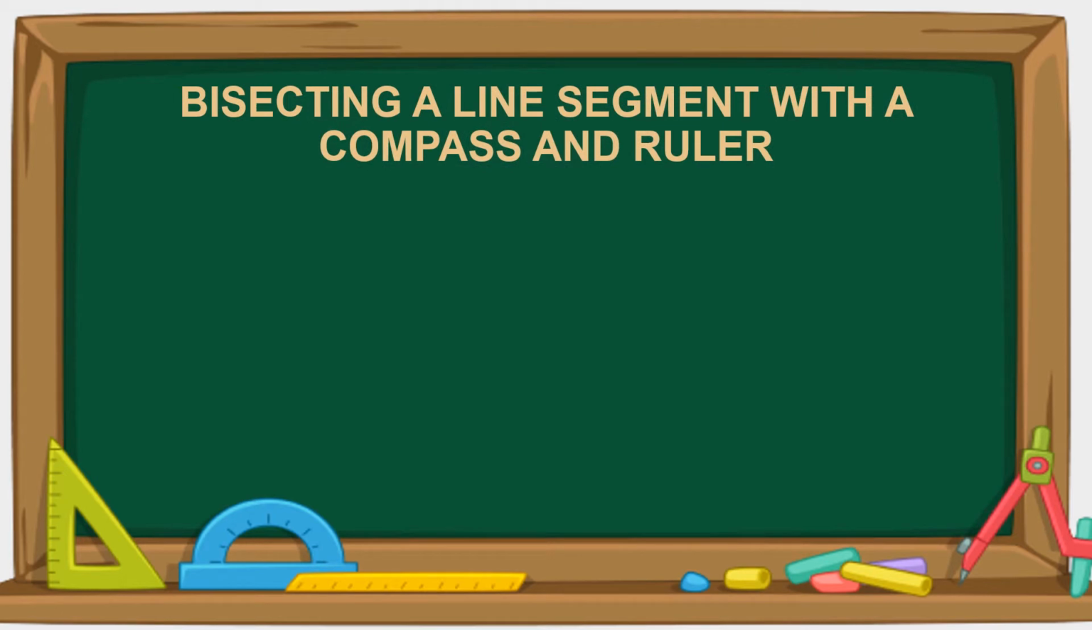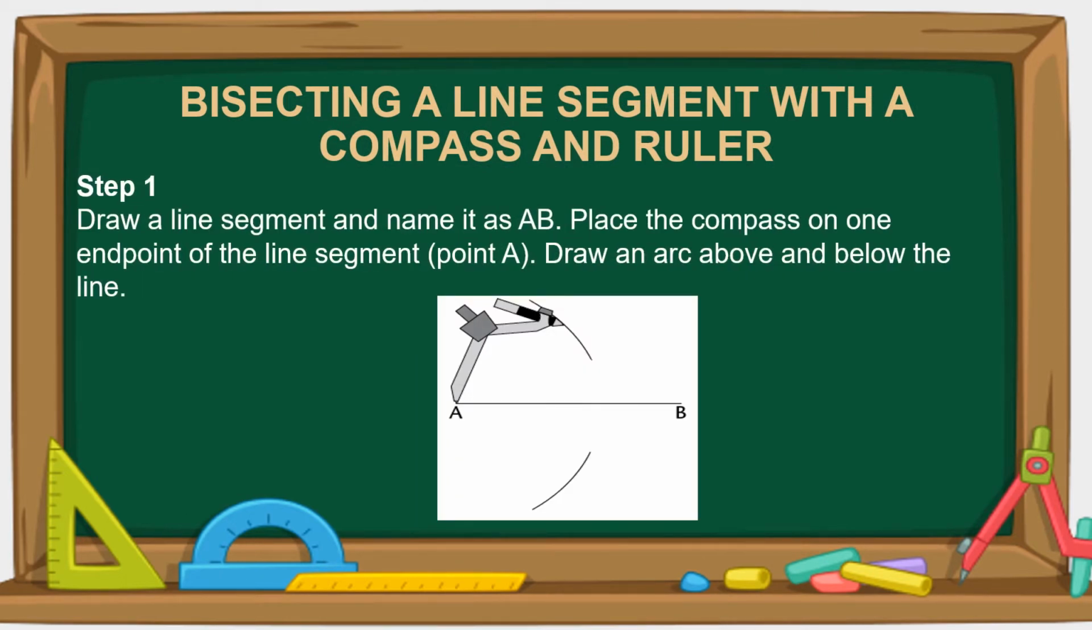Bisecting a line segment with a compass and ruler. Step 1. Draw a line segment and name it AB. Place the compass on one endpoint of the line segment, on point A. Then draw an arc above and below the line. Notice that all the points on the arc above and below the line are the same distance from point A.